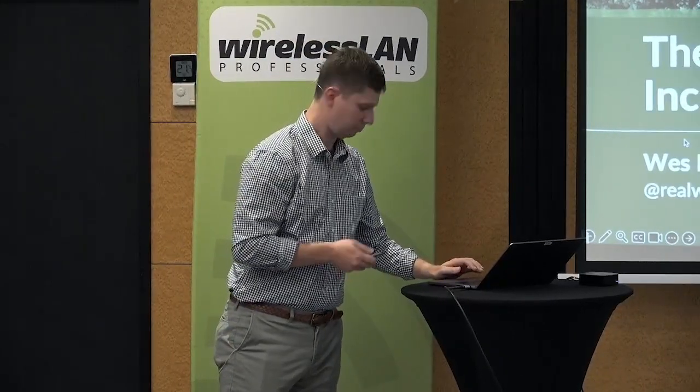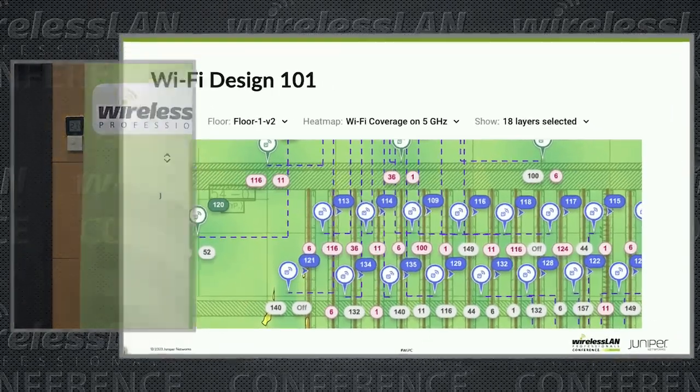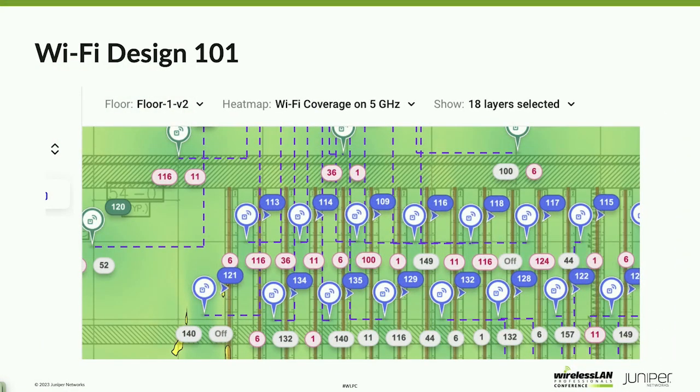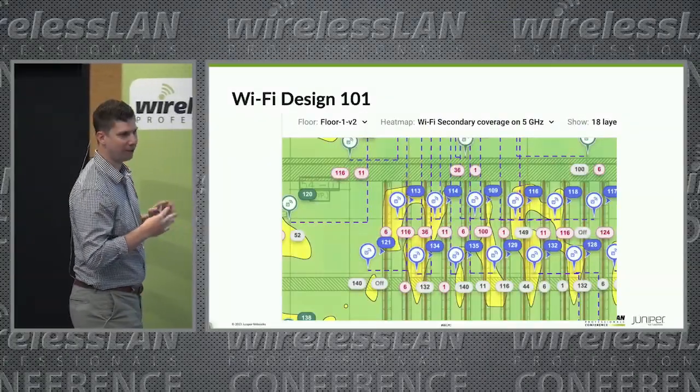Okay, so we all know how to design, right? When you do your design, you're thinking about your primary coverage, maybe your secondary coverage, and maybe you go on site and do an AP on a stick to see what is my overlap between my access points. The reason you do that is clients use signal strength as a roaming indicator. They look at their signal strength and decide if they should roam to a new AP. So pretty standard. Secondary coverage, don't forget about that.